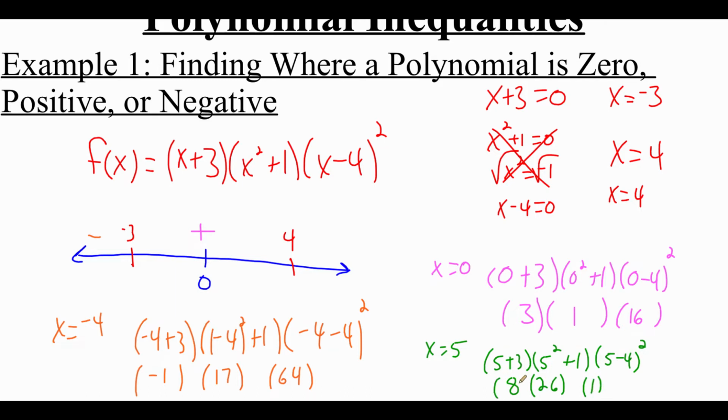And again, I don't care what the answer is when I multiply them together. I just want to know if it's positive or negative. We're multiplying 3 positive numbers together, so no matter what value we pick to the right of 4, my function will always be positive. So what we came up with on our sign chart, if we plug in a value that's less than negative 3, we're going to get a negative result.